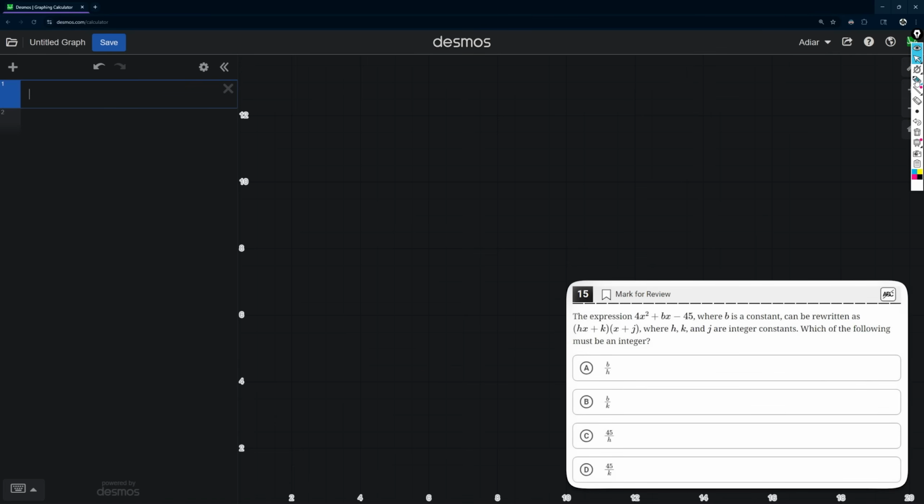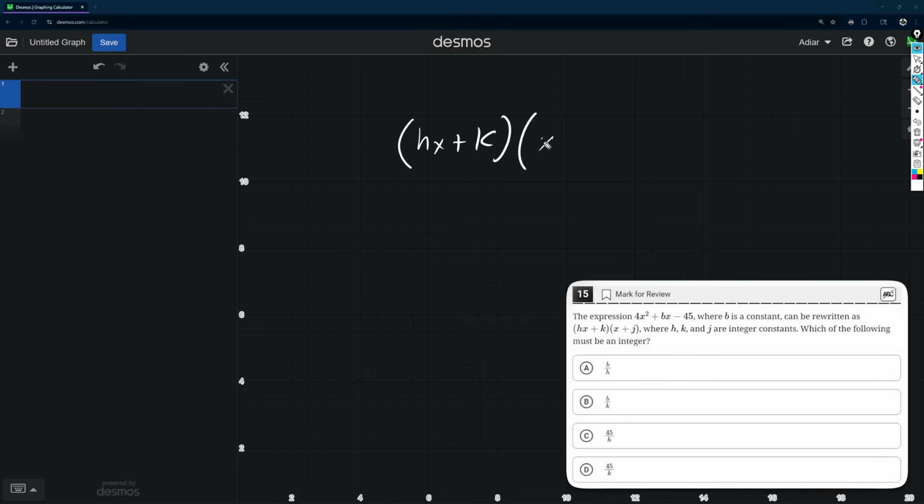So this one sort of plays on what happens when we distribute this all out. So it's not really Desmosable. I mean, you could do it in Desmos, but it just makes a lot more sense to do it in your head. But I'm going to write it out just so you can see how it works. But don't even write this one out. Just do it in your head. So how this problem looks, (hx plus k) and (x plus j).